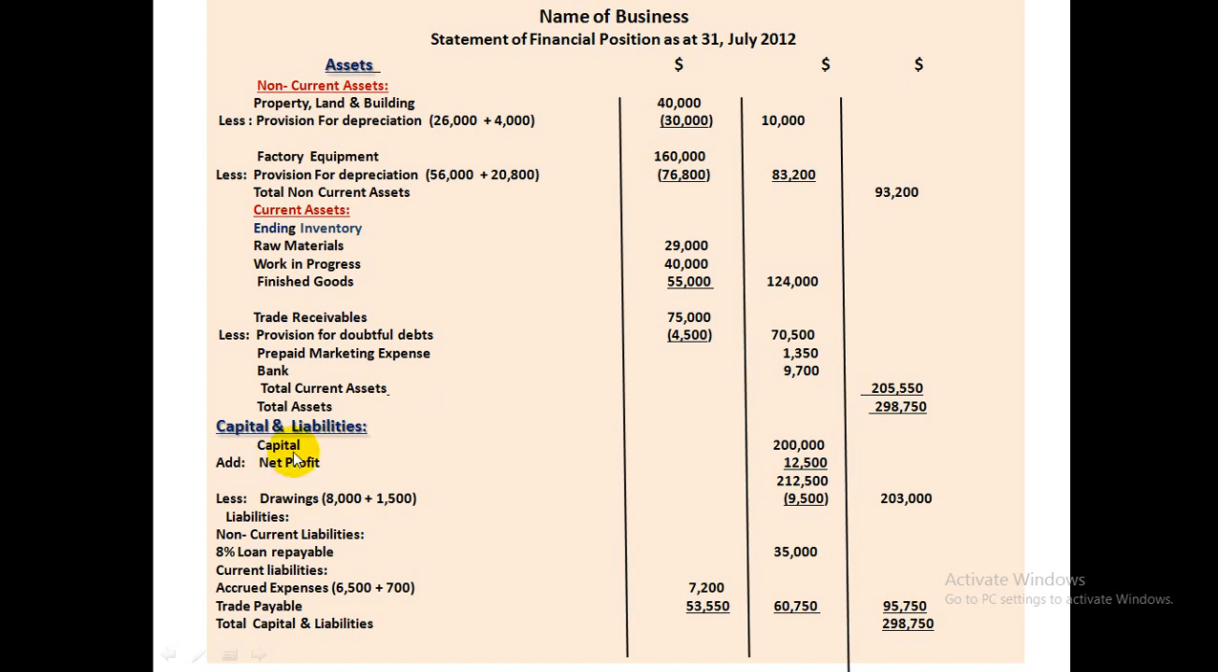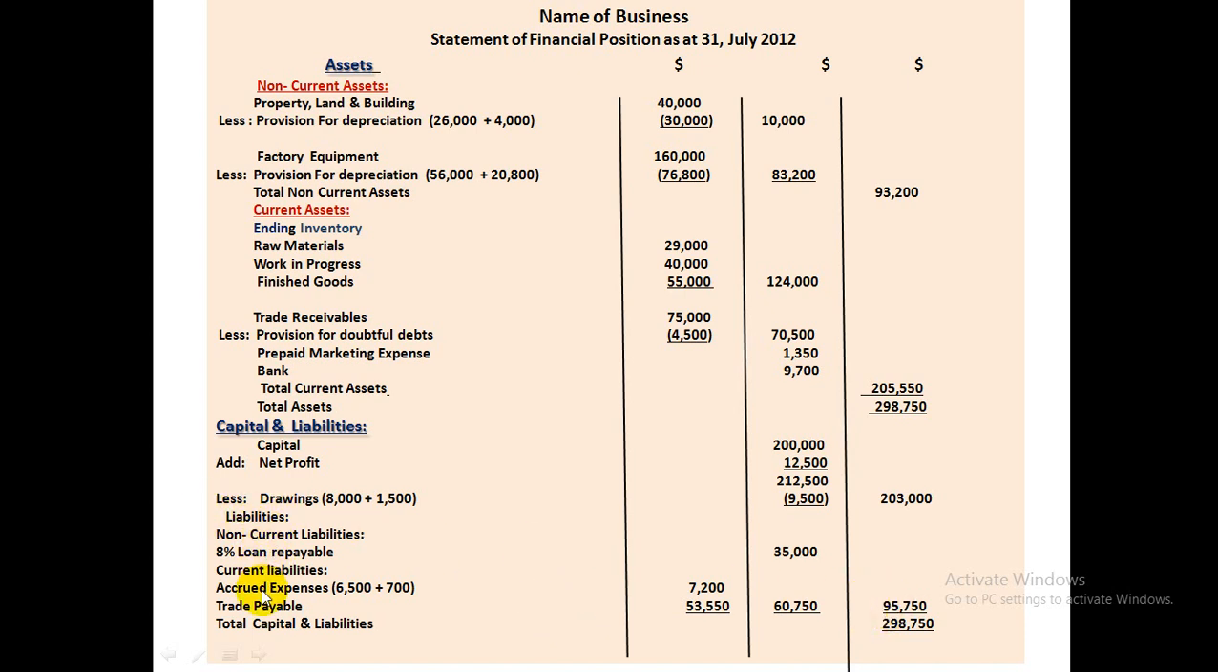Net profit which we calculate in the income statement is to be added to it. If suppose we have net loss, then it is to be subtracted from capital. After getting the final answer, we'll subtract the drawings from this answer. Whatever drawings are given in the question, they are to be subtracted, and our final amount will represent the total capital at end of the year. This total capital is to be added with total liabilities.